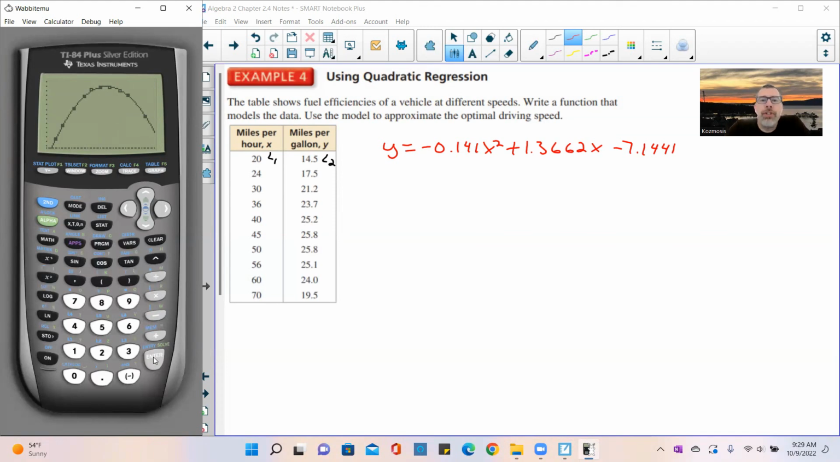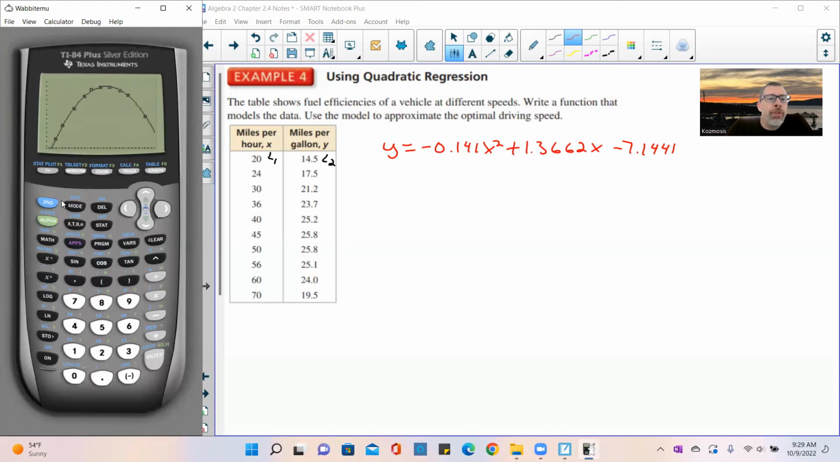Okay, so now it says use the model to approximate the optimal driving speed. So keep in mind that this is miles per hour, and how many miles you get per gallon is my Y. So you want the maximum number of miles per gallon. So you want the maximum of Y. So I want the maximum value on this arc. I want to know what the vertex is, in other words.